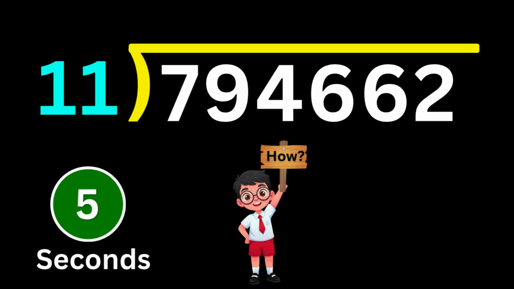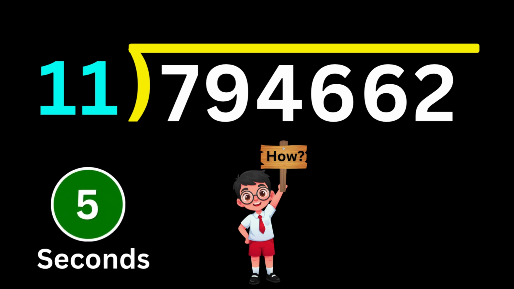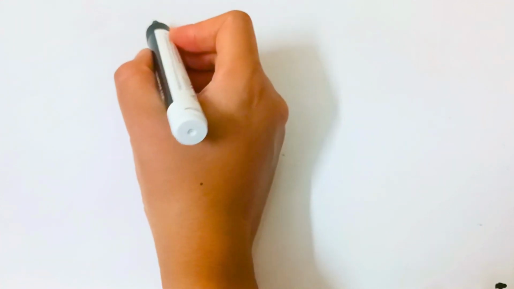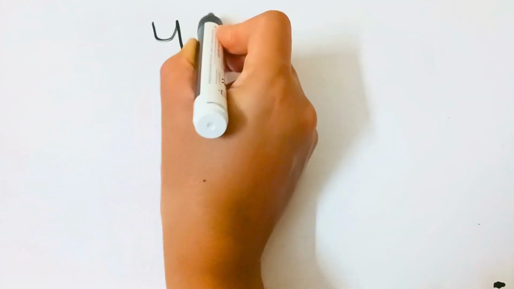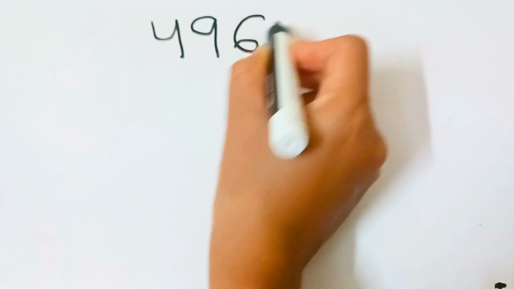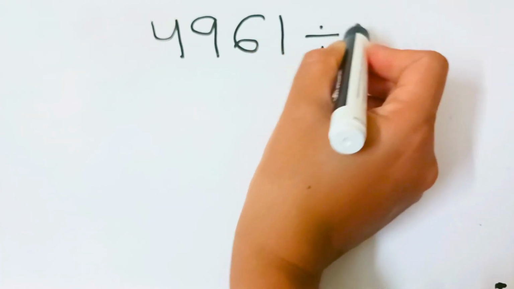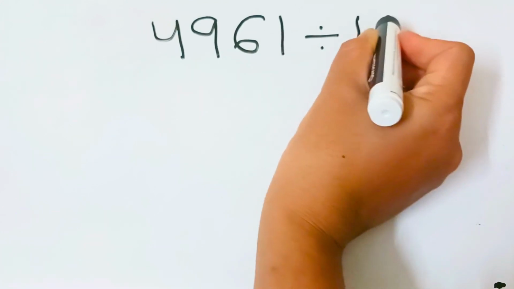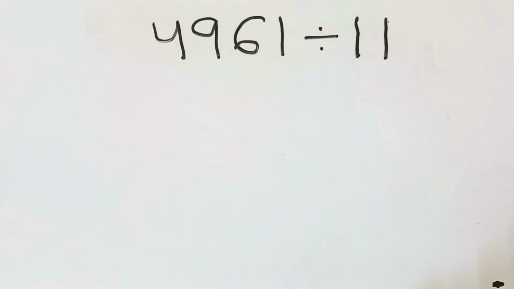Okay, to do that, we'll take a small example first. Then we'll come to this number. Our number is 4961. We want to divide this number by 11. So what you will do so that you can do it in just 5 seconds. See carefully what I am doing.